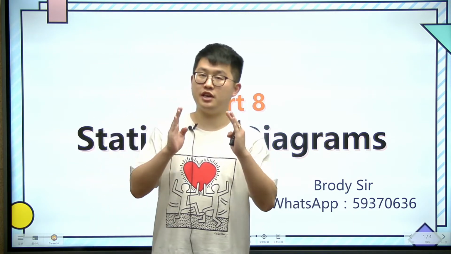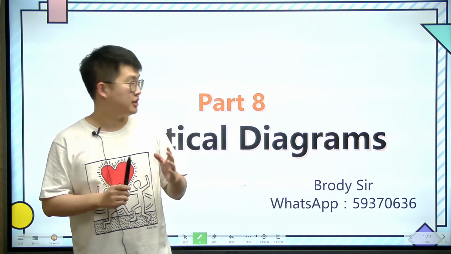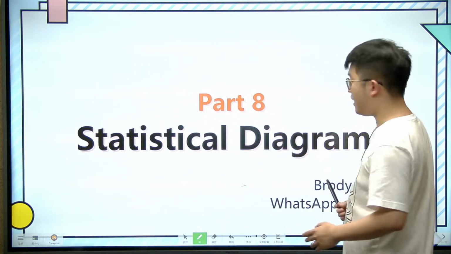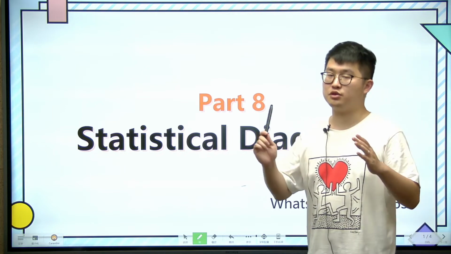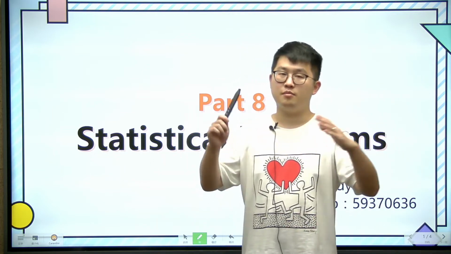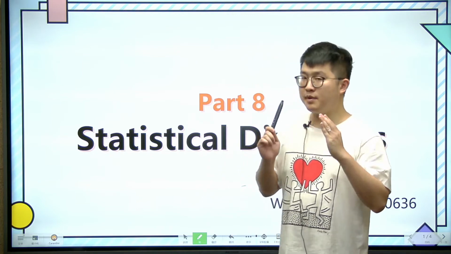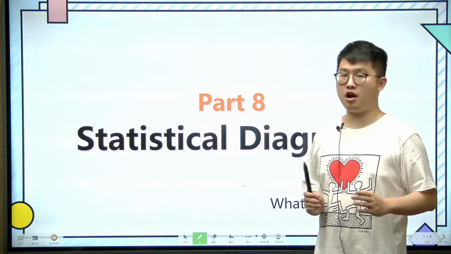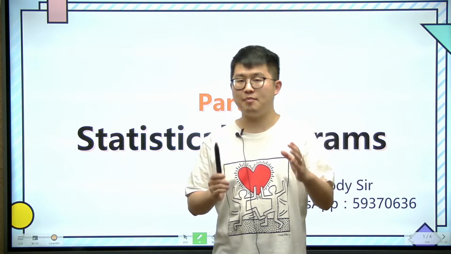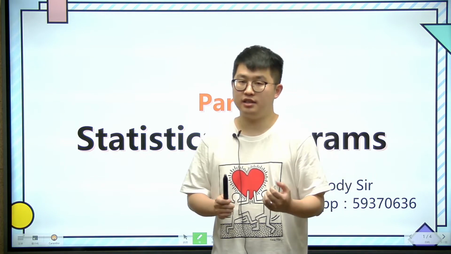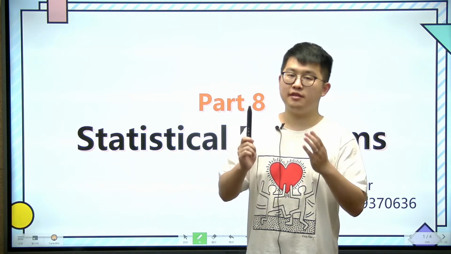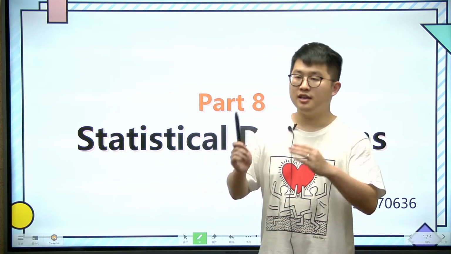And today we're gonna talk about part 8, which is statistical diagrams. So we often use bar charts, broken line graphs, or maybe pie charts. The main problem of this part would be how to represent the data we get, and to see the features of this set of data clearly.